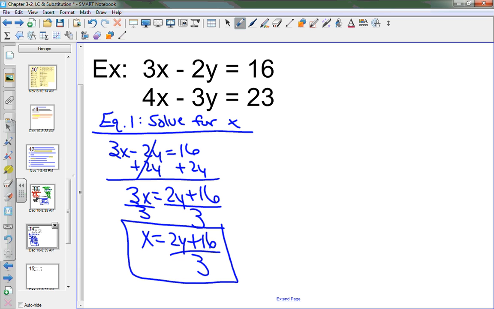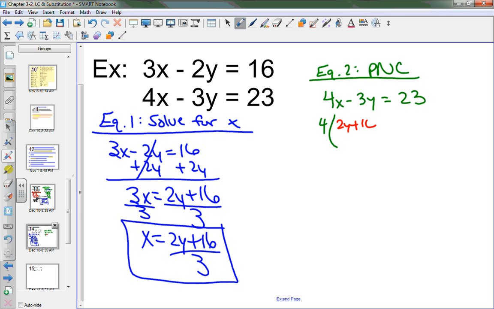So now I'm forced to use equation 2. And what do I do on equation 2? Plug and chug. So equation 2 is 4x minus 3y is equal to 23. And every place that I see an x, what am I going to plug in? 2y plus 16 over 3. 4 times 2y plus 16 over 3 minus 3y is equal to 23.